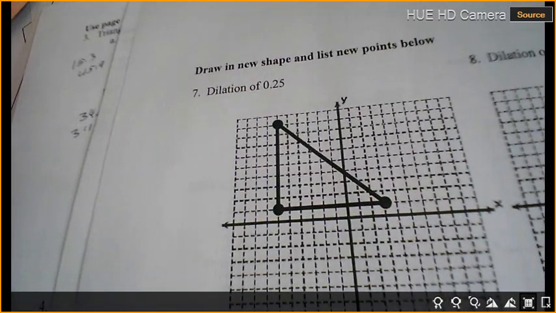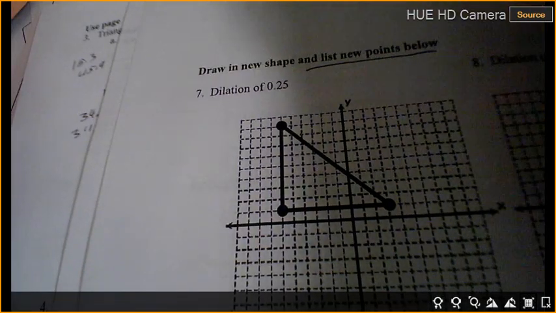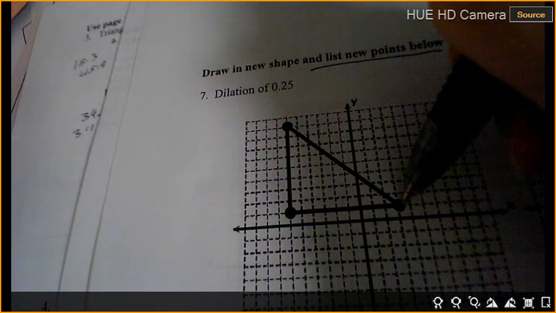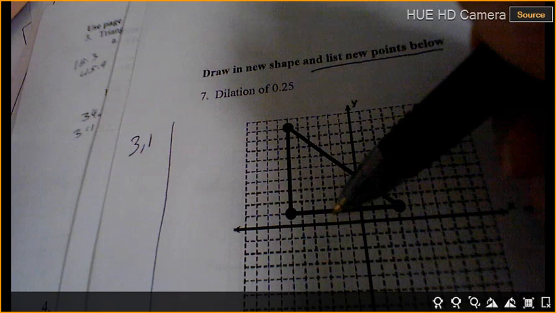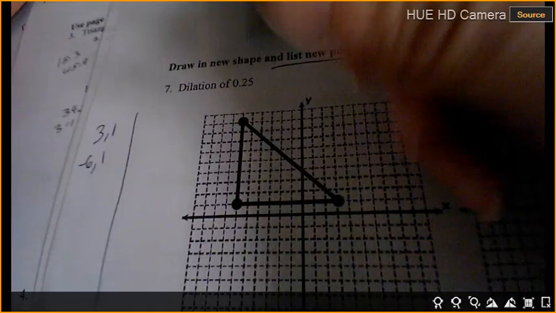First thing I'm going to do is I'm going to have you guys, for all of these, list the new points because you're going to have to do that on your quiz. Okay, so first I'm going to list my original points. I've got this one over here. This is 3, 1. These are the new ones on the other side. And this is 1, 2, 3, 4, 5, 6, so -6, 1. And then this one is -6, 1, 2, 3, 4, 5, 6, 7, 8, 9.